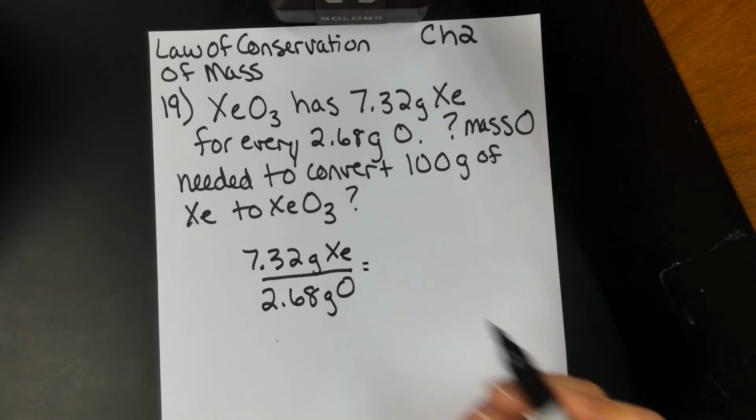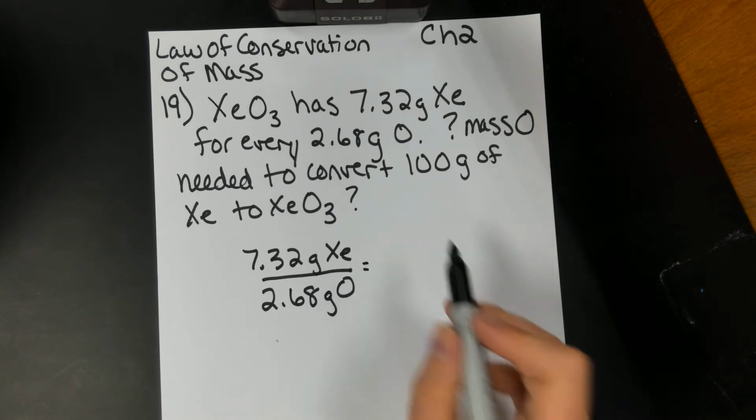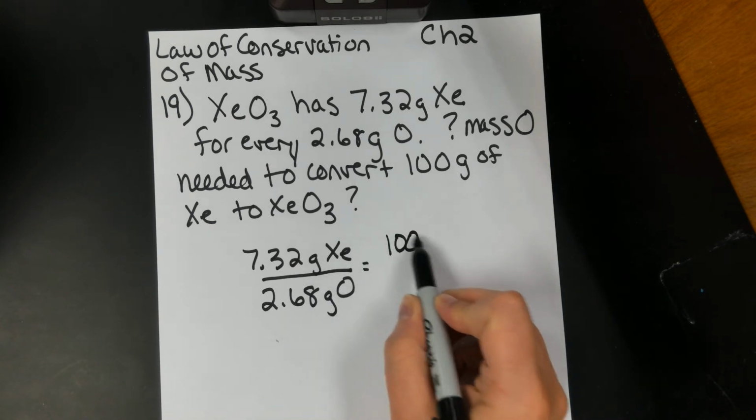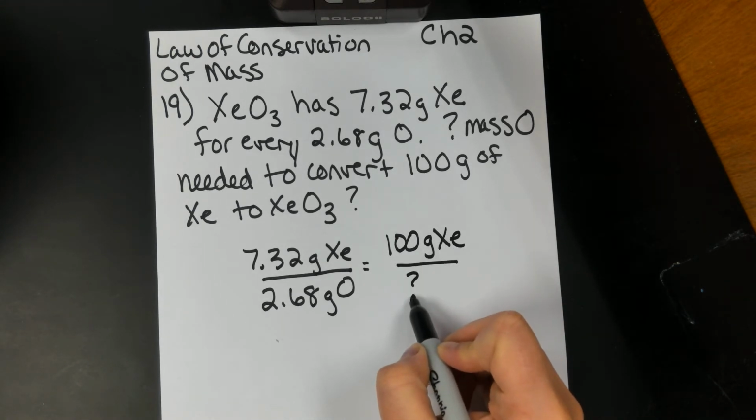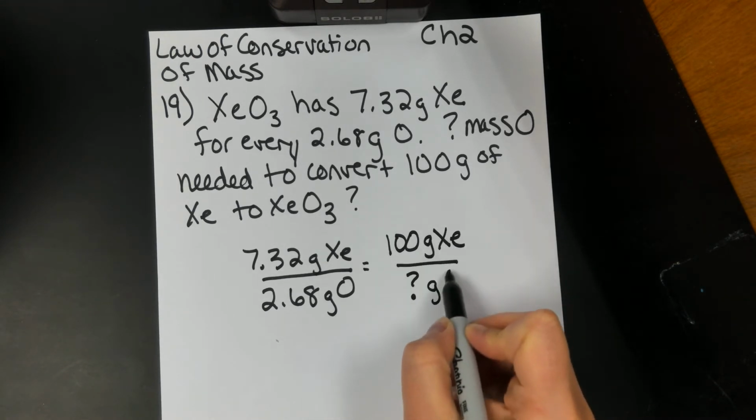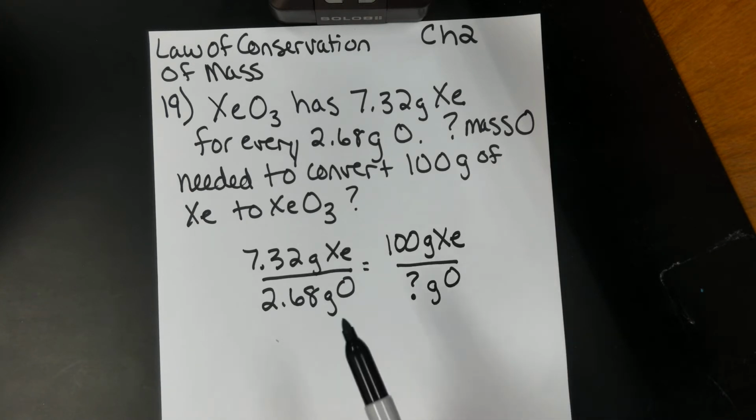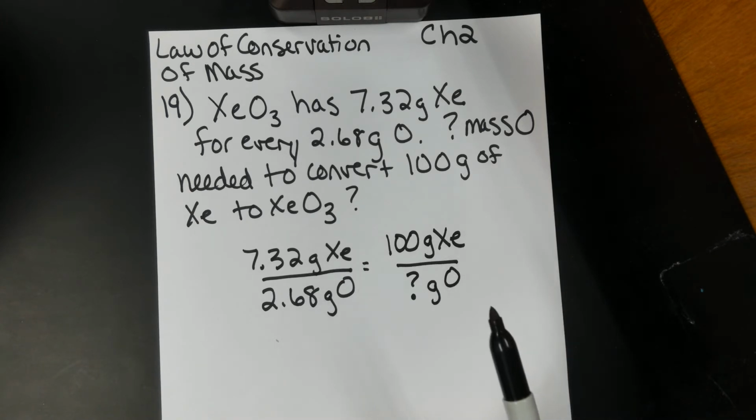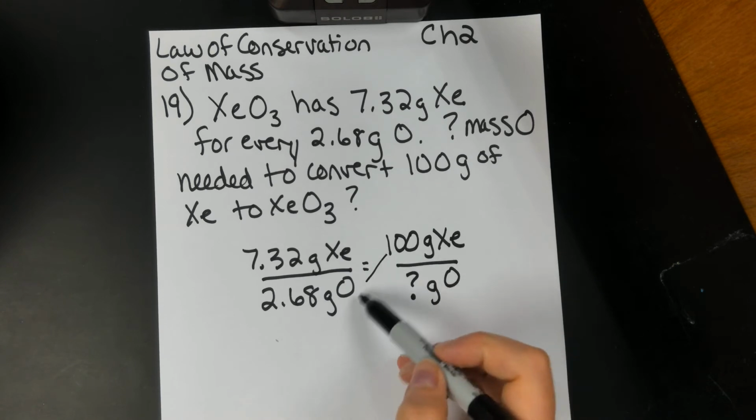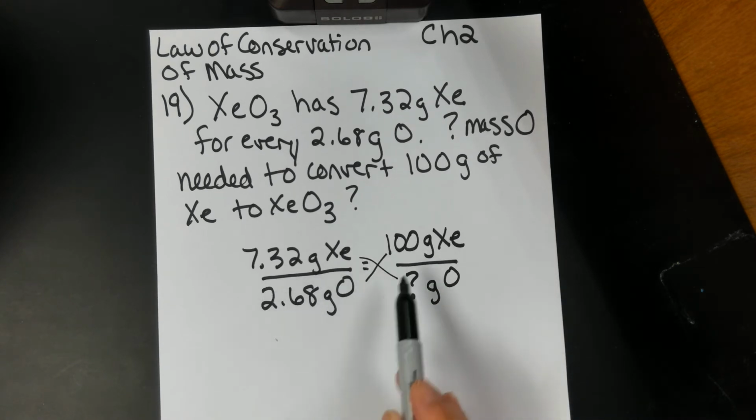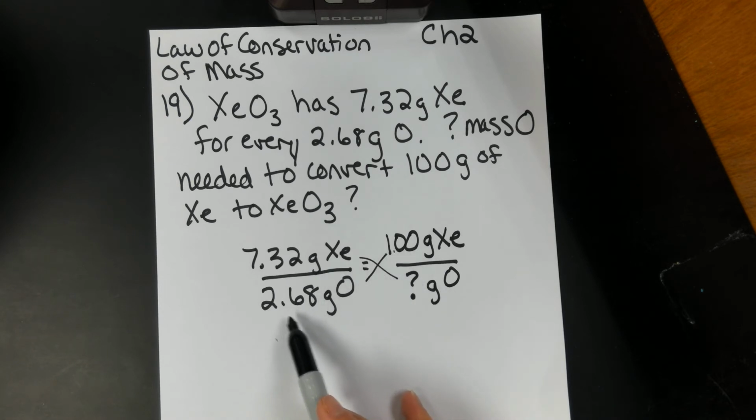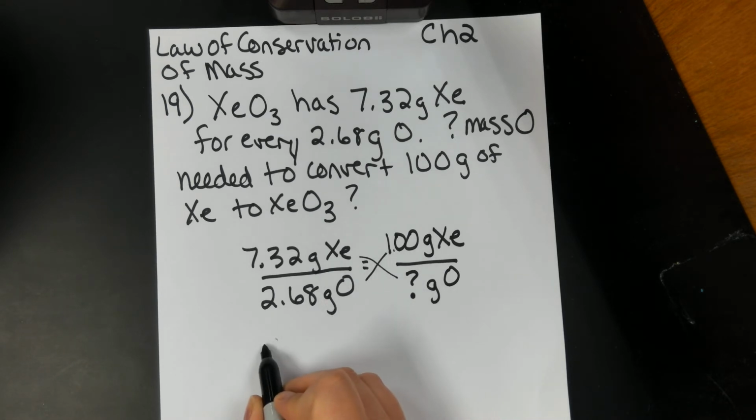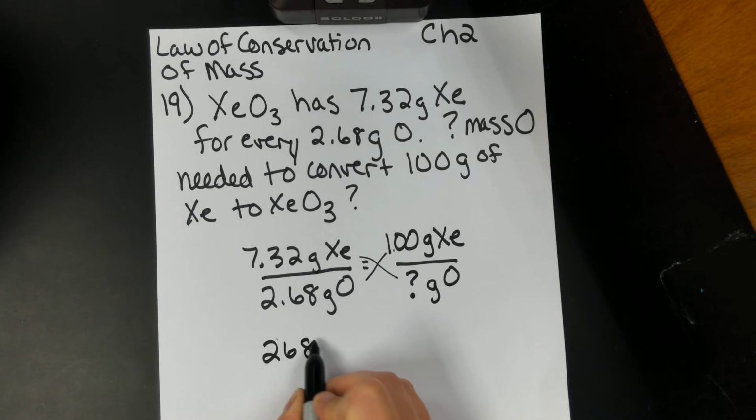So then I say, well, what if I have 100 grams of xenon? How many grams of oxygen is this going to be? So we've all done the cross multiplication, right? So what you're going to do is you're going to multiply these two and multiply these two. So in my calculator, I mean, I could do this in my head. 100 times this, you move the decimal place over 2 times. That's going to be 268.